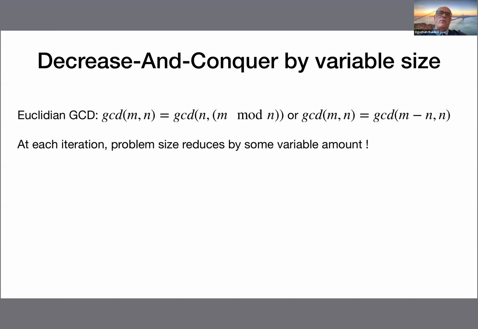We do not have very many examples of decrease and conquer by a factor, and even variable size examples are limited, but there are a couple of famous classical examples, so I will try to cover them with you. The first one: now I will decrease the problem size by a variable amount, not by 1, not by 2, sometimes by 5, sometimes by 400, whatever. So that's a variable size.